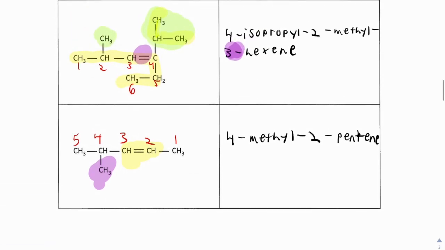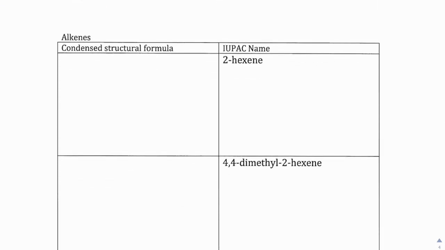Have I been putting -ene everywhere? Yeah, I have. Perfect. Let's move on. You have a 2-hexene, so indicating that on the second carbon there is a double bond forming to the 3rd carbon.